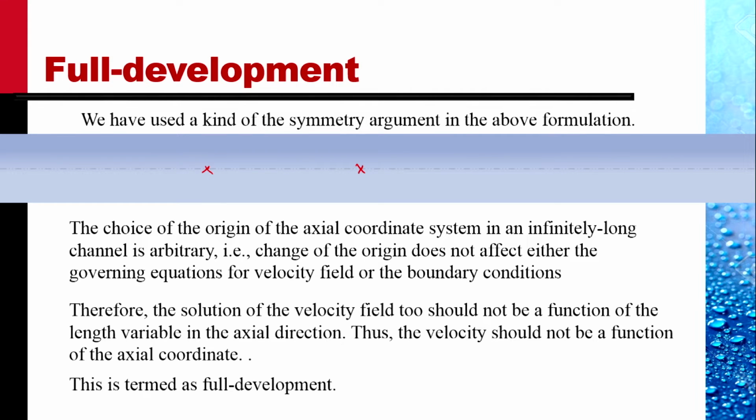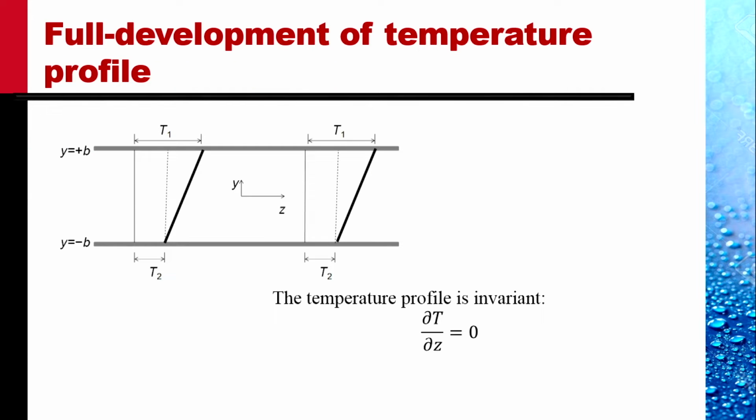Therefore, the solution of the velocity field should not be a function of the length variable in the axial direction. Thus, the velocity should not be a function of the axial coordinate. This is termed as full development. For velocity profile, this is very simple. The velocity profile is independent of Z. But we have a little complication in the temperature profile.